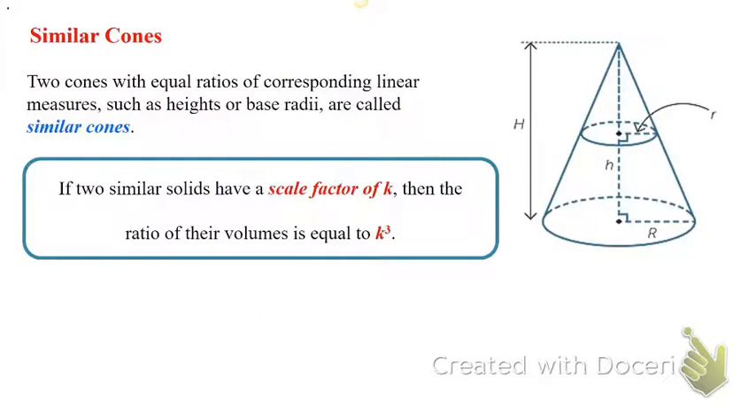Now we're going to be working with similar cones. When you have two cones that have equal ratios of their linear measures, such as heights or radii, they are called similar cones. So if two similar solids have a scale factor of k, then the ratio of their volumes is equal to k cubed. This is true about any similar solids, not just the cone. We've been doing it already for others.